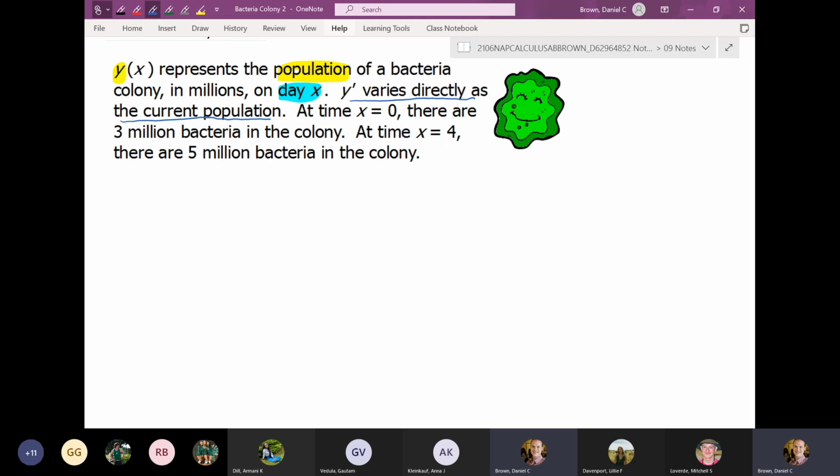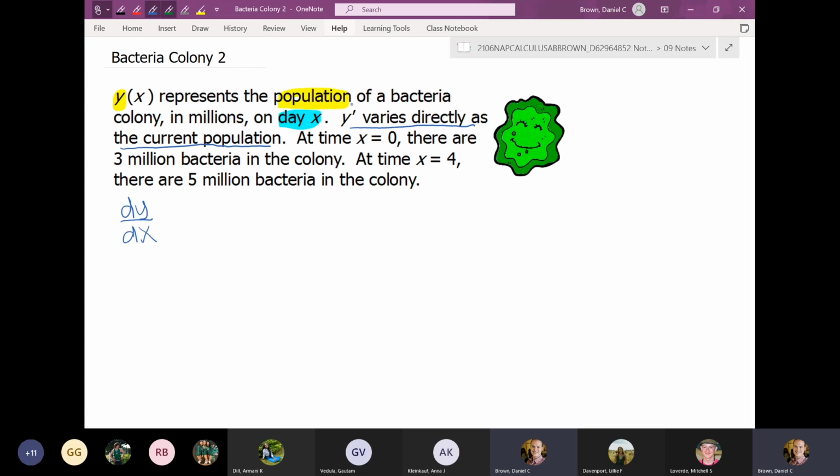So let's write the equation first. y prime varies directly as the current population. I'm going to go ahead and write dy/dx. I know that's the same thing as y prime, and we're going to write it as dy/dx anyways, since this is a differential equation. It varies directly, so we're going to have some multiplication. Don't forget your k, it is important. And it varies directly as the current population. Well, what is the current population? The current population is that variable y. So my differential equation is dy/dx is equal to k times y.